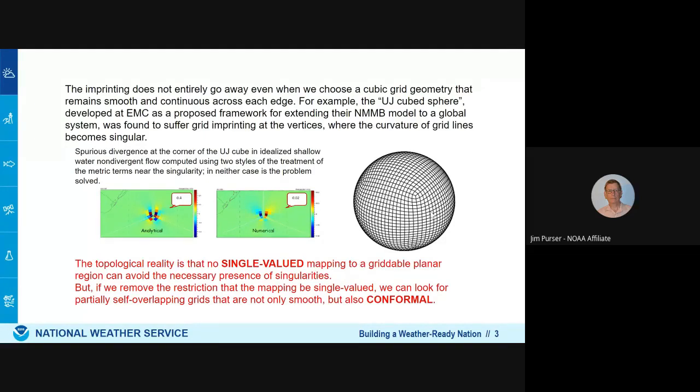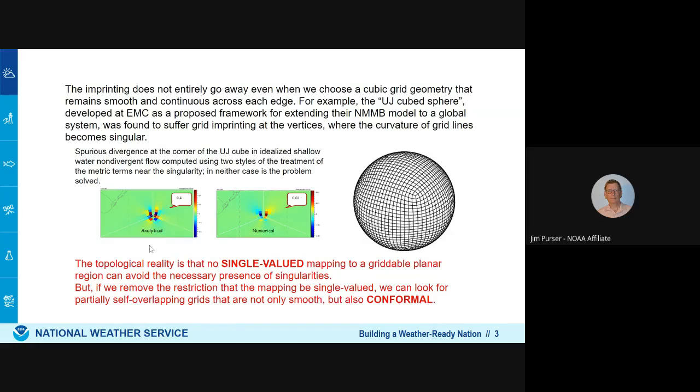For example, a few years ago, we were in a sort of competition for the next operational global model. We had the UJ cube sphere, and that was the grid that has perfectly smooth and continuous grid lines across the edges. So we don't get any grid imprinting along edges, but we still get a very sharp, localized imprinting at the corners because of the curvature singularity in the coordinate system, which is shown in these two panels to the left here, showing the divergence, two different ways of handling the divergence.